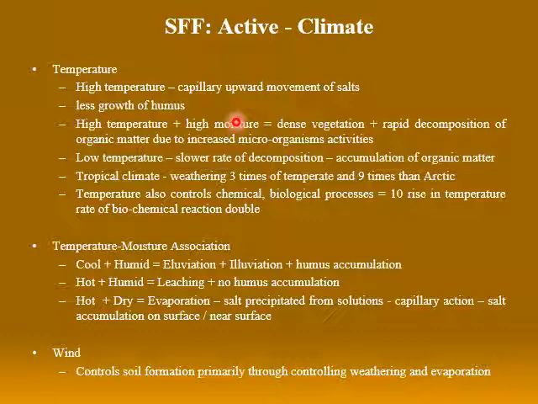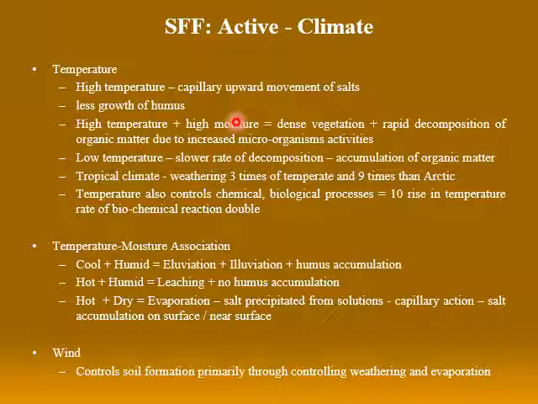And if the temperature is low, then there is a slower rate of decomposition and organic matter accumulation is high because microbial activity is not so high. So temperature controls whether there is capillary action or not, and to what extent, but more so it controls the degree or extent of decomposition of organic matter.